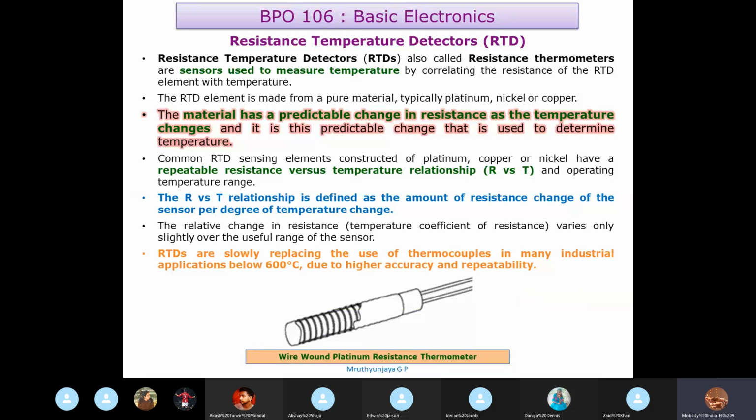Typical diagram of an RTD. A wire wound platinum resistance thermometer looks like this. It is encapsulated. Inside you will have a platinum wire. That platinum wire is sensitive to changes in temperature, and the change in temperature results in a change in resistance, which can be measured at the two ends of the wire. This end is connected to the processing device, the electronics, which converts this change in resistance to changes in temperature and indicates the temperature. That is how it is applied.